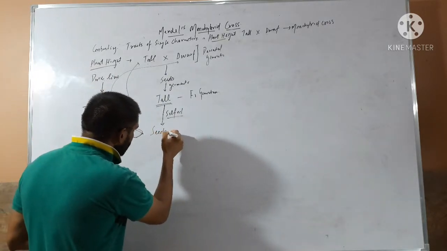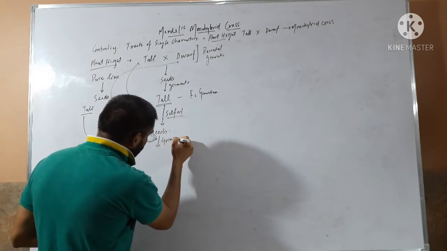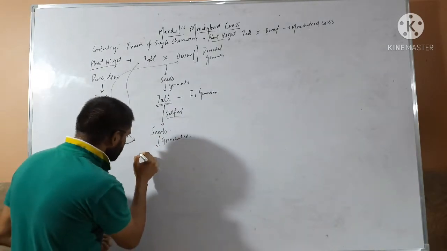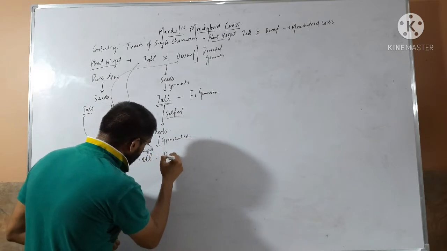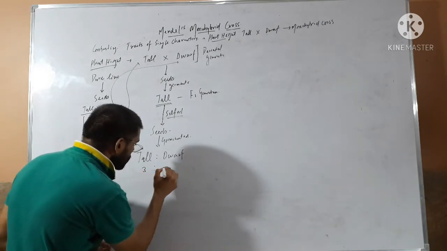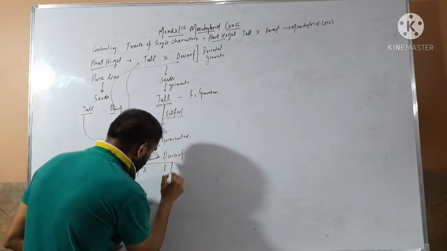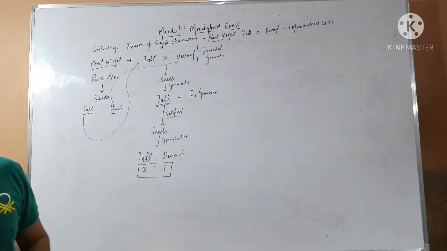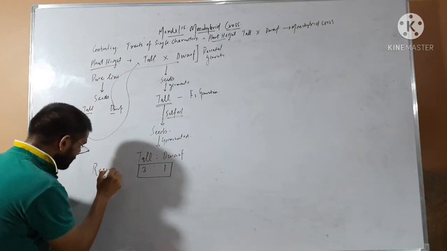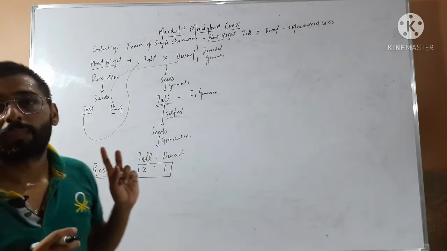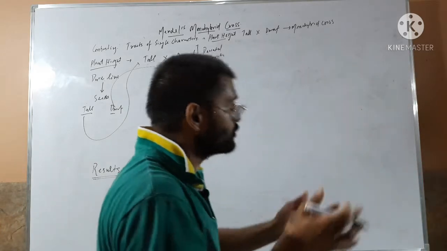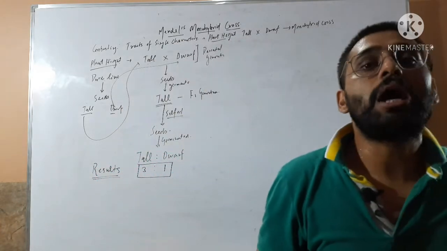He got seeds, and he germinated these seeds. What he found after germination? That there is a mixture of tall and dwarf, and the ratio of this mixture was 3:1. 3 were tall and 1 was dwarf. So this was Mendel's monohybrid cross, and these were the results of his monohybrid cross. From these results, he made conclusions. On the basis of these conclusions, he gave some laws of inheritance.